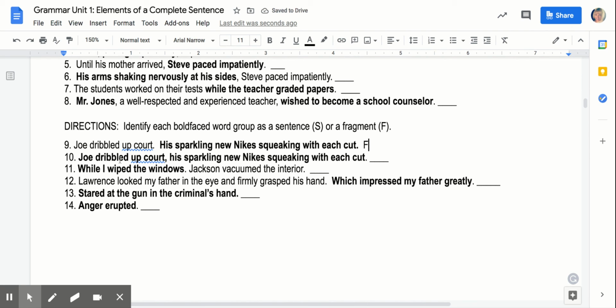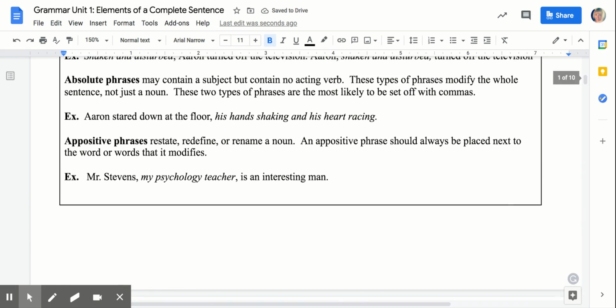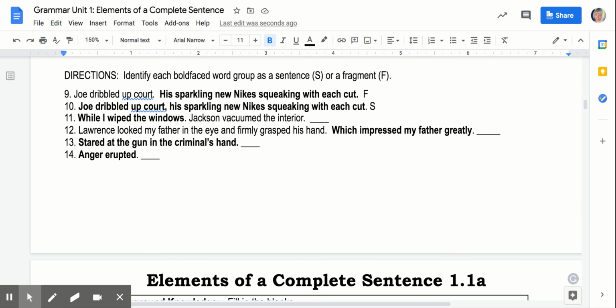Now take a look at this: "Joe dribbled up the court." Subject Joe, verb dribbled, comma, "his sparkling new Nikes squeaking with each cut." There's my sentence, with an absolute phrase. So there's our independent clause, comma, phrase, that absolute phrase.